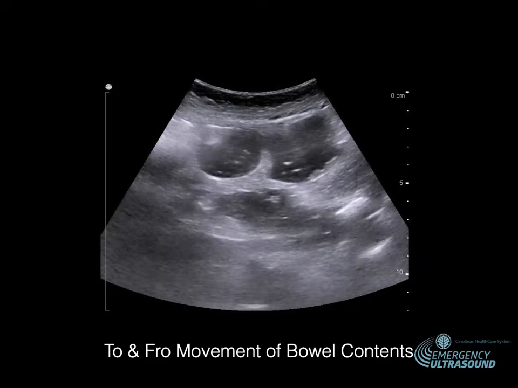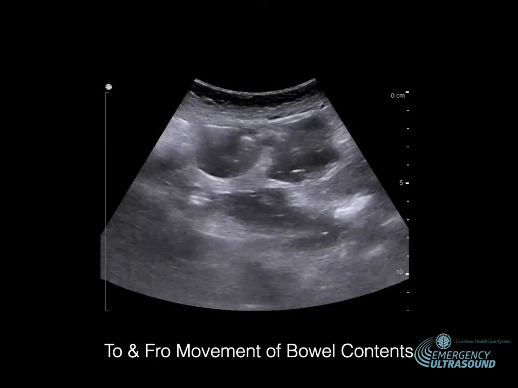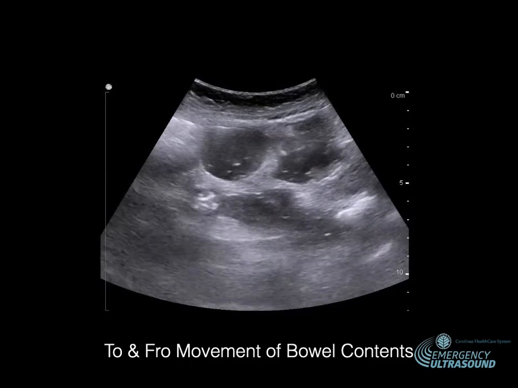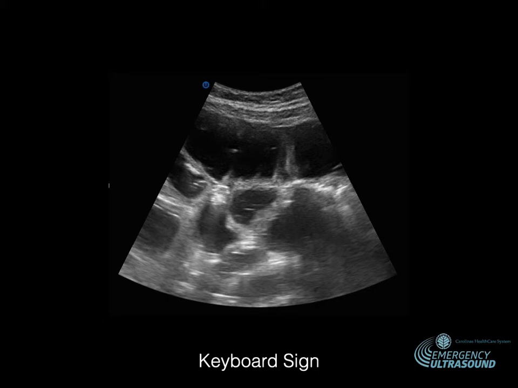So that's what we call to and fro movement, or to and fro peristalsis, and that's another sign of bowel obstruction. Then we look for the keyboard sign.